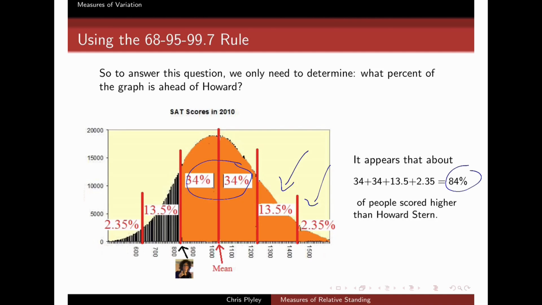And if I was really being picky here, I could remember that there's an extra 0.3% that falls outside of 3 standard deviations. So I could go ahead and add in a 0.15 to this number, but since we're estimating, I would still probably round that off to 84% in the end anyways.